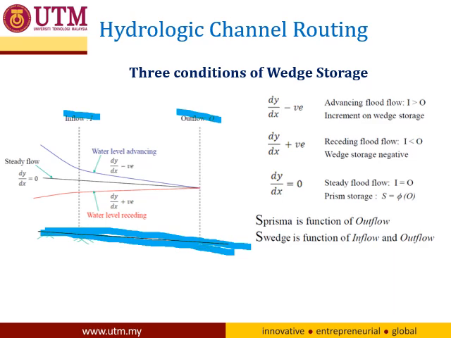If the inflow is higher than the outflow, consider the change of the water level according to x. This is x and vertical is y. The change of the water level according to x, where x is some distance. So we can say that dy over dx is negative. This is for the first case. Why is it negative? Because if you put this as y2, and this as y1.